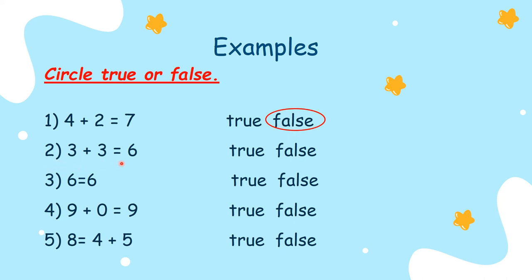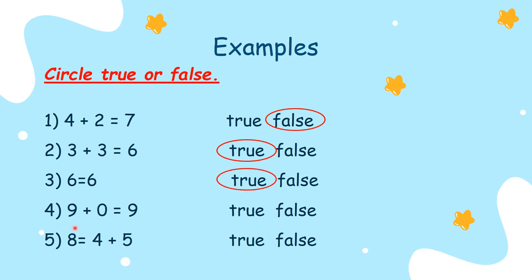3 plus 3 equals 6. Add 3 plus 3. So when I add 3 plus 3 it equals 1, 2, 3, 4, 5, 6. Yes, the statement is true. So number 3. 6 equals 6. Yes, 6 equals 6. So the statement is true.